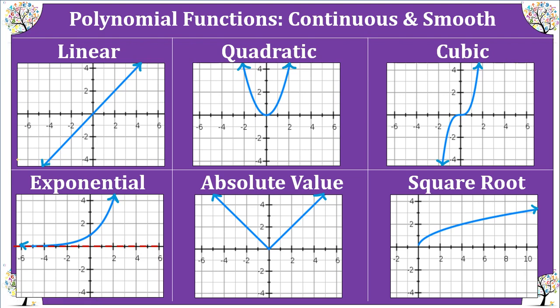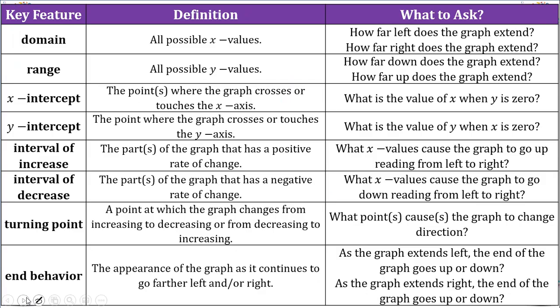So we have a linear function here. Our second example is a quadratic, it's U-shaped. Then we have a cubic. Then our fourth one is an exponential function that has that asymptote that we have talked about. We have an absolute value function and then a square root function. So we're going to look at different graphs of different functions and learn some more key features.